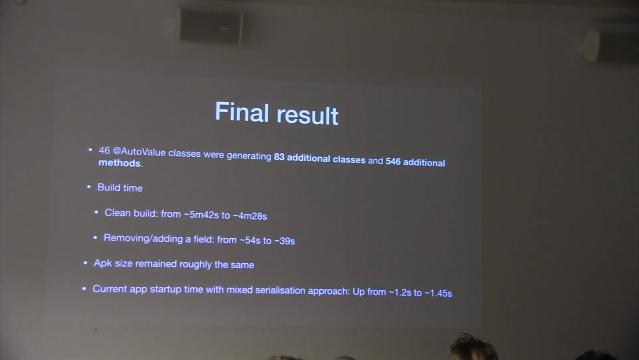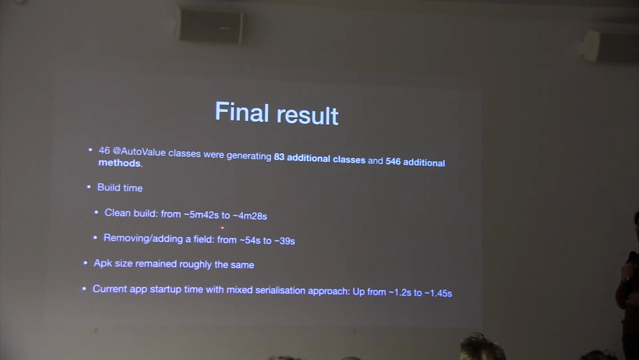And so here are some metrics of the final result. We migrated 46 AutoValue classes. Just these 46 classes were generating 83 additional classes via annotation processing. And these additional classes were adding 546 additional methods to our project. That impacted the build time a lot.